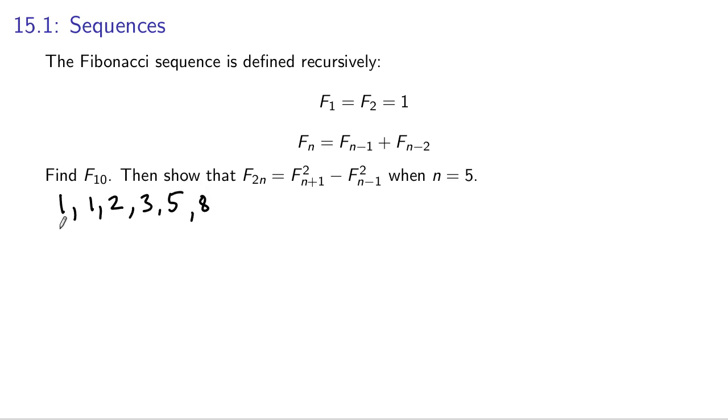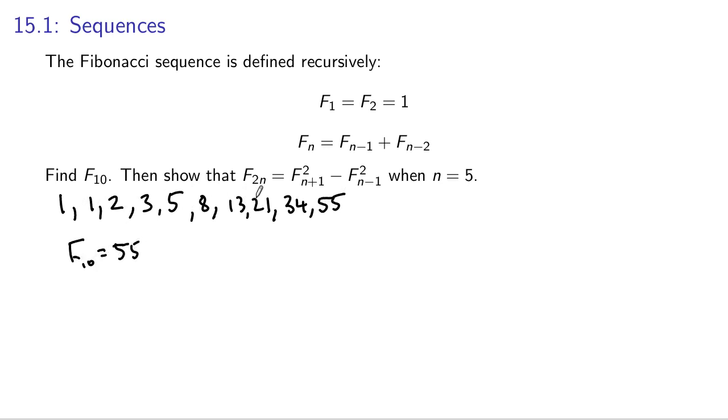Find F sub 10. So here's 1, 2, 3, 4, 5, 6. 5 plus 8 is 13, 8 plus 13 is 21, 13 plus 21 is 34, and 21 plus 34 is 55. 1, 2, 3, 4, 5, 6, 7, 8, 9, 10. So F sub 10 is 55.